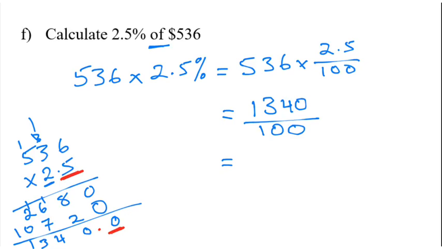So when I'm dividing by 100, I take that number 1,340, and that's where the decimal point would be at the end. And because I'm dividing by 100, I move the decimal over 2 places, so that becomes 13.4.